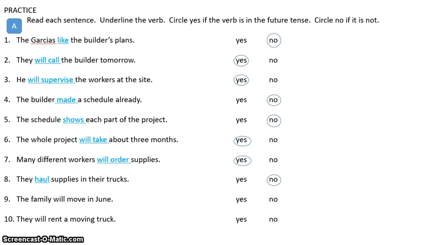Number 9, the family will move in June. That's happening in the future, so you circle yes. And the last one, they will rent a moving truck. And so you should have answered yes. Okay, fairly straightforward. Past tense, we're looking for adding EDs. Future tense, we're adding the word will. Present tense is happening now. Sometimes you're going to just leave it alone. You're going to add S. So it's fairly straightforward.